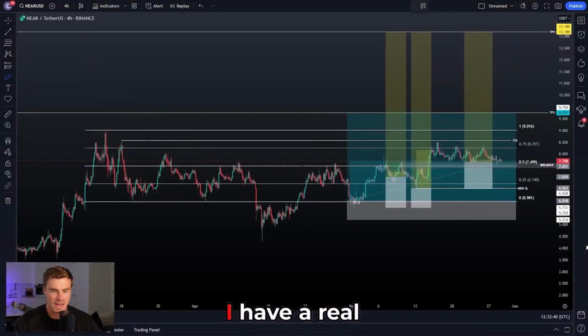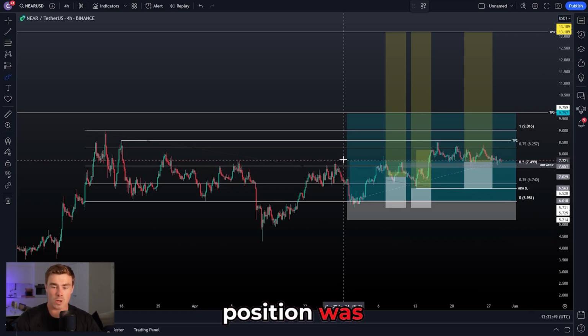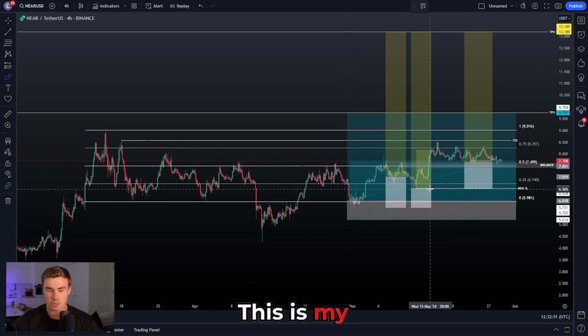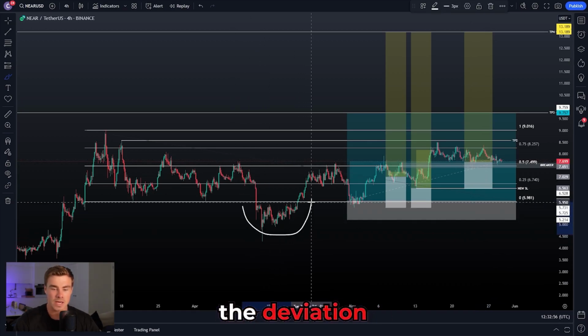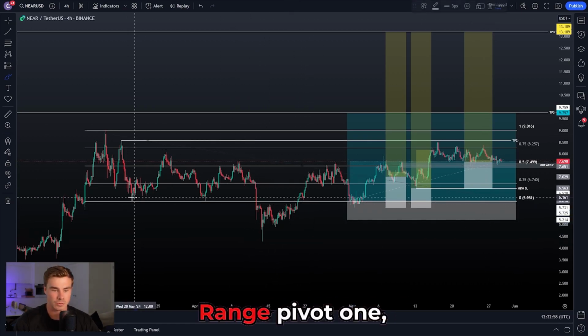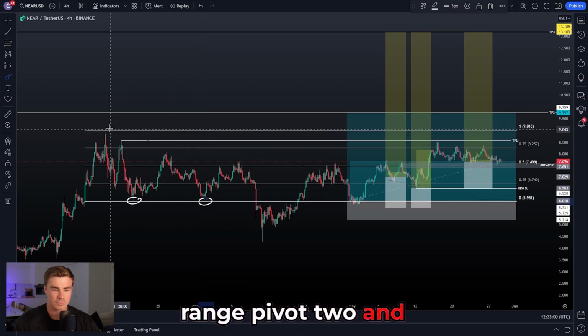And guys, over here I have a real-time example of 4 different long positions that I'm currently holding on Near Protocol. So the first position was this blue one over here. This is my original position. I have a chart, I have my trigger. I'm looking at the deviation of this range. We have a beautiful range pivot 1, range pivot 2, and range pivot 3.